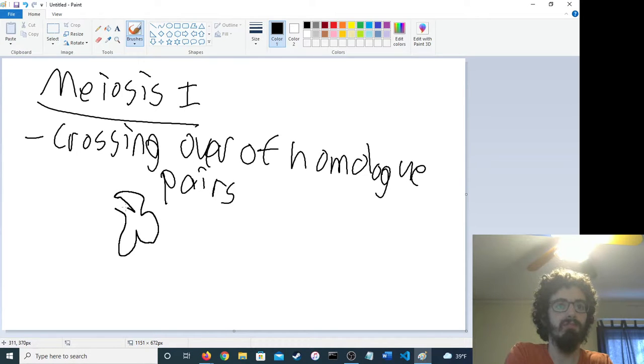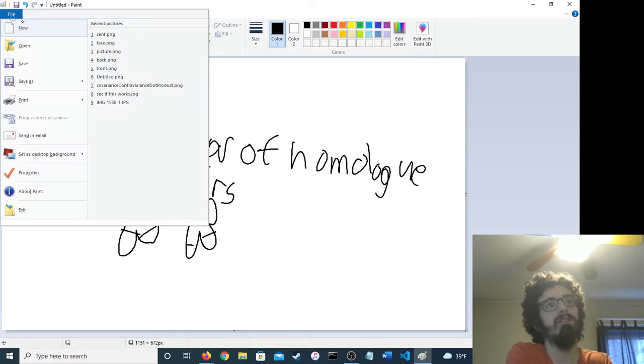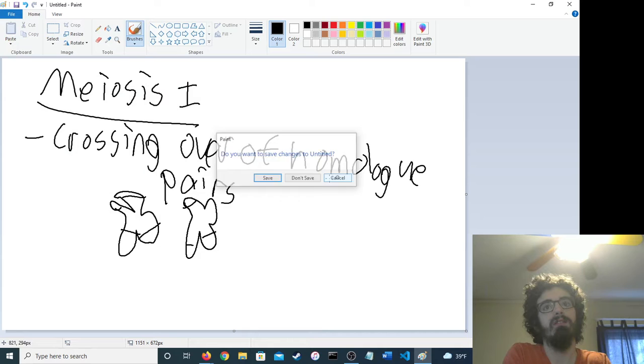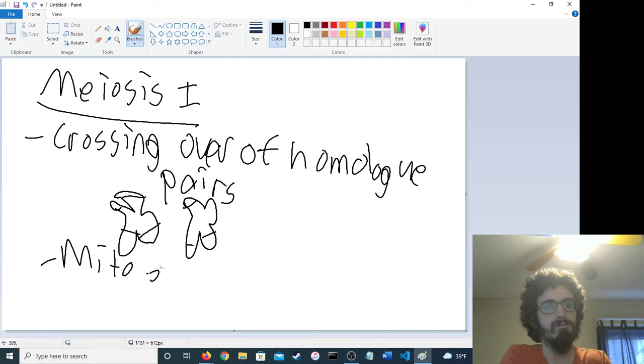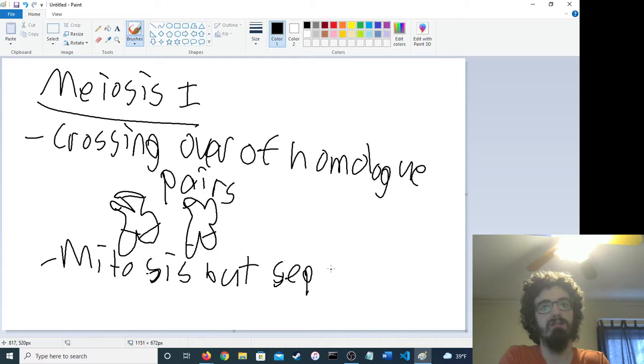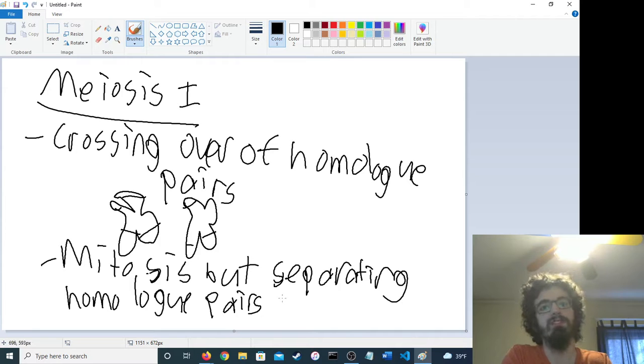So if you have chromosomes that look like this, you can cross over, like trade pairs like this, as you can see. So that happens. And then after that, it's basically mitosis, but separating homolog pairs instead of sister chromatids.